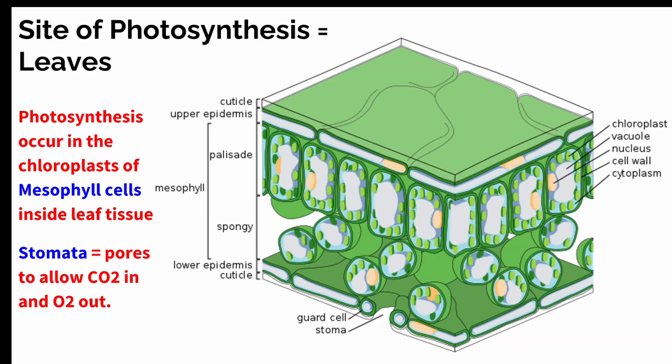These are specialized openings that are comprised of two guard cells. Here's one guard cell, and here's another guard cell. I kind of think they look like elbow noodles. When they swell up with water, they will actually close this gap, so the stoma will close. It's literally a pore on the bottom of a leaf. When there's less water inside these guard cells, they relax and open up, and the stomata will open and allow gases to diffuse in and out.